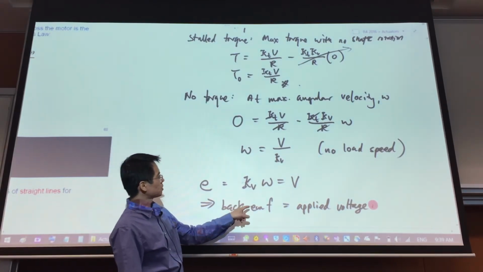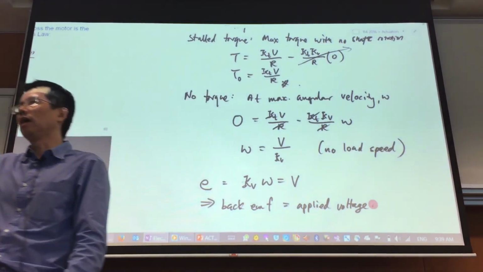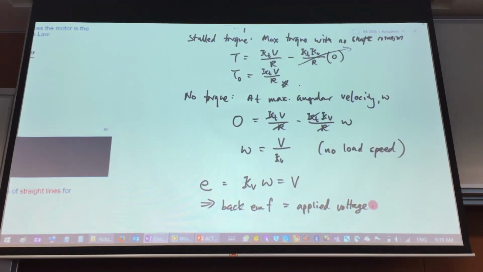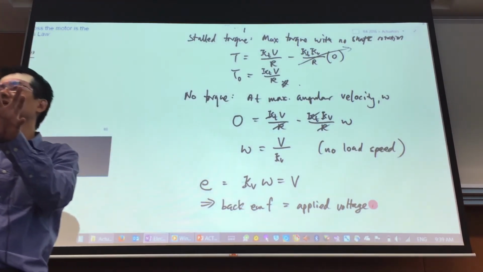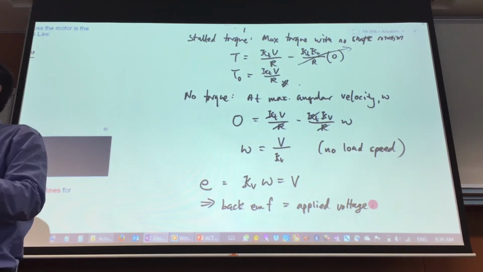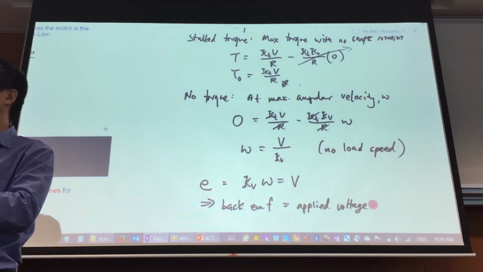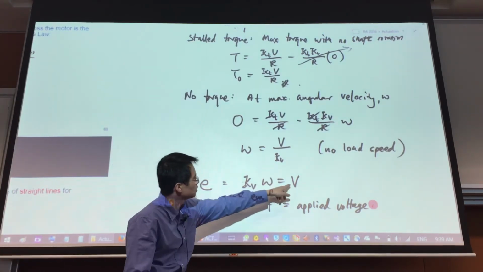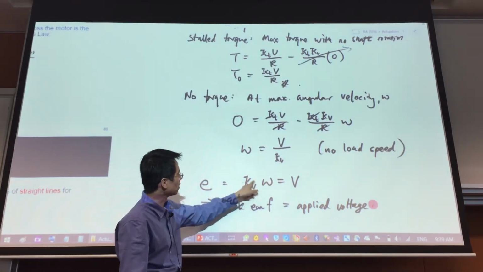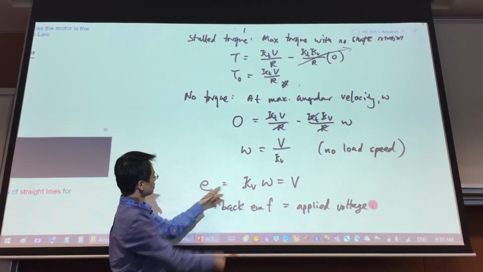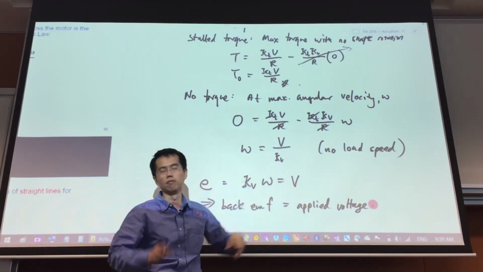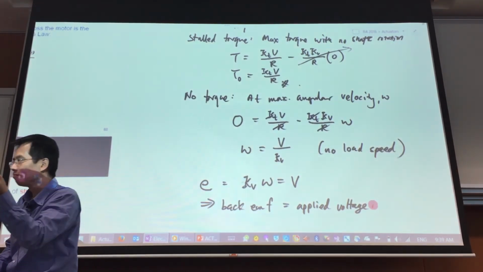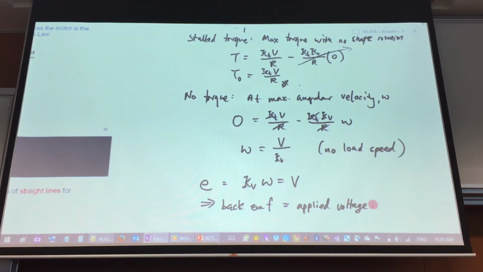So what this is saying is that as you rotate it to a very high speed, that is when the amount of back EMF that's generated equals your applied voltage. That's why there's no torque. That's what it means over here. Because now this KV omega, if you look up earlier, is equal to your back EMF. So now your back EMF will be equal to the voltage that you apply. That's why at that maximum velocity, there's no torque that you can derive out of it.